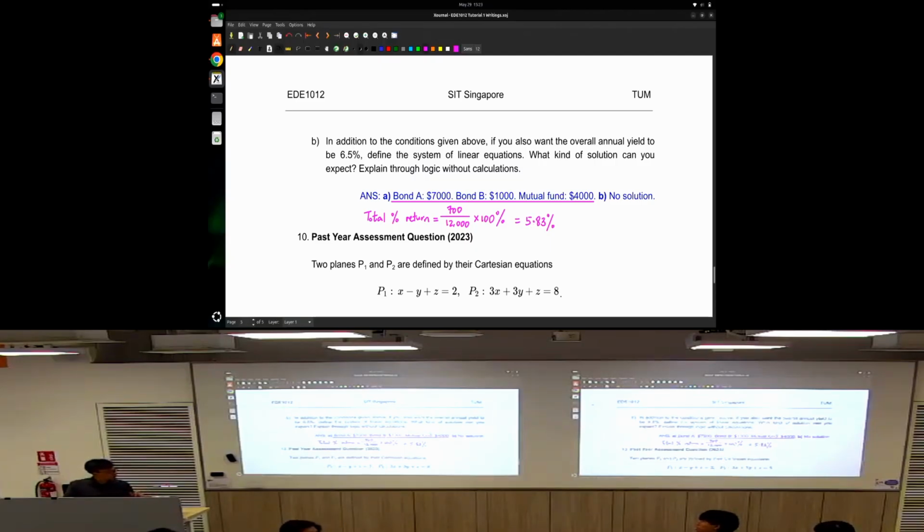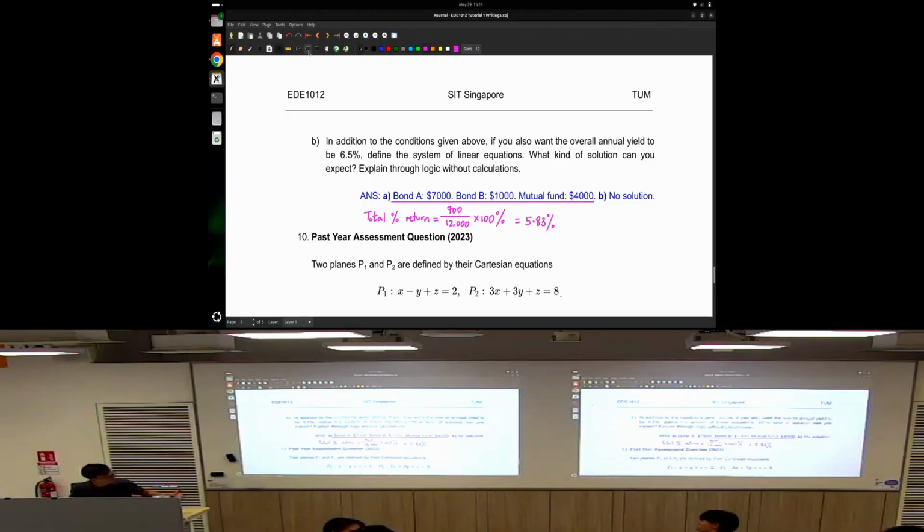So therefore, you need this $4,000 in the mutual fund. You need more of the mutual fund to pull up the percentage, because bond A is 5% only. You need the 8% to pull up the 5% so that you can get 5.83%. But not so much that you allocate most of it to the mutual fund. But you cannot invest too much in bond B either, because if you invest too much in bond B, you cannot get the 5.8% that is desired. Do you understand that?